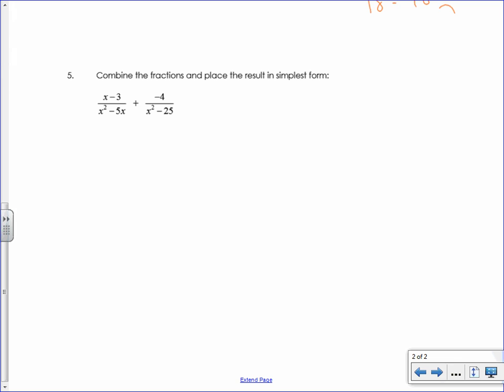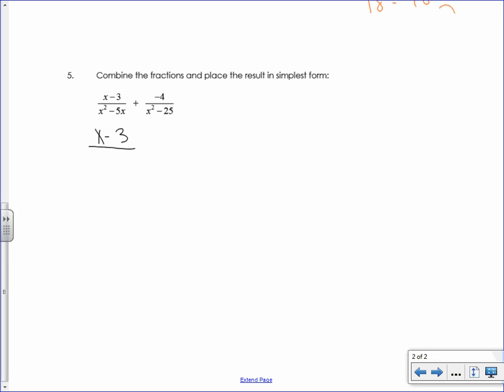On to number 5, we are combining. Okay, this is not an equation where we eliminate. This is not complex where we cancel. Here we're just shoving stuff together. Alright, so I need to get some common denominators. But before I do that, how about I factor and see what I'm working with?